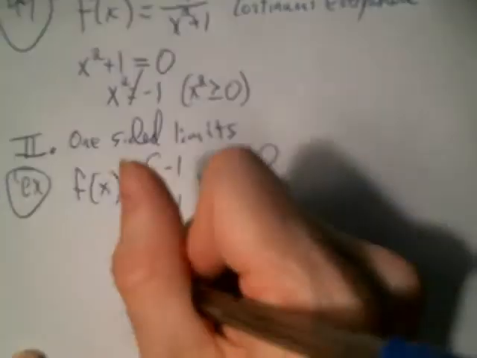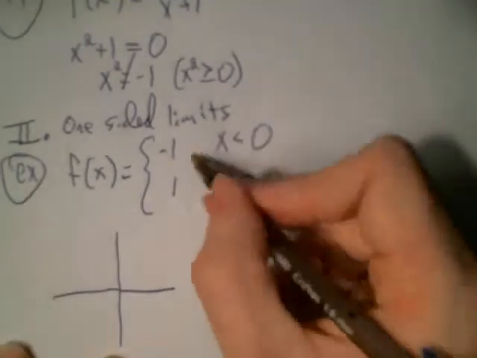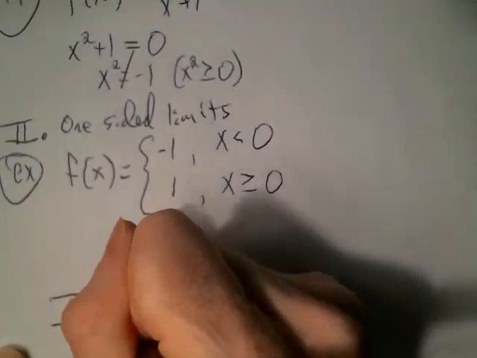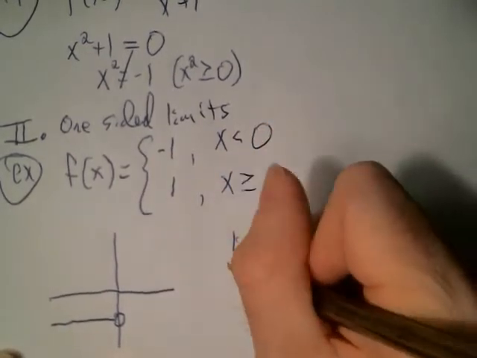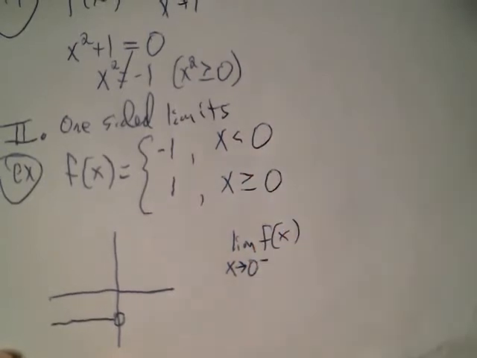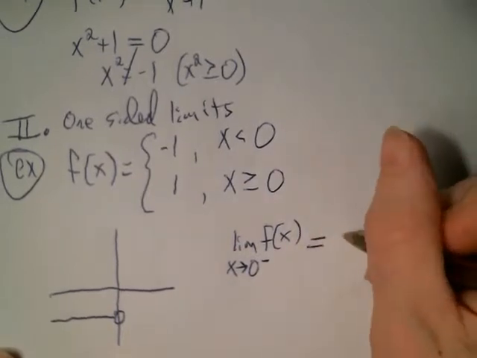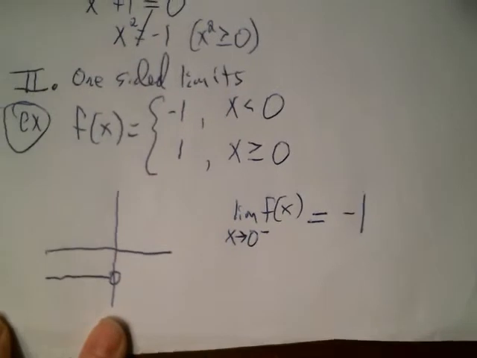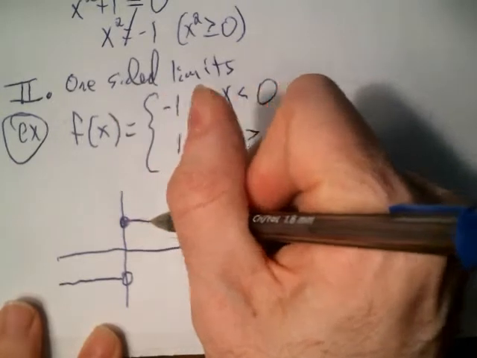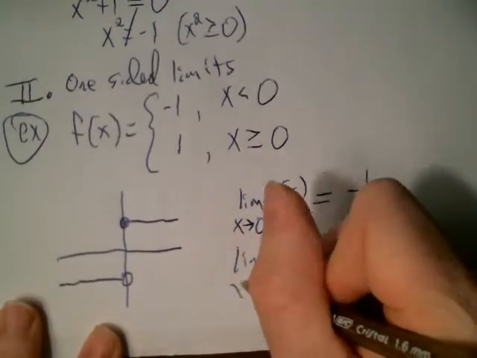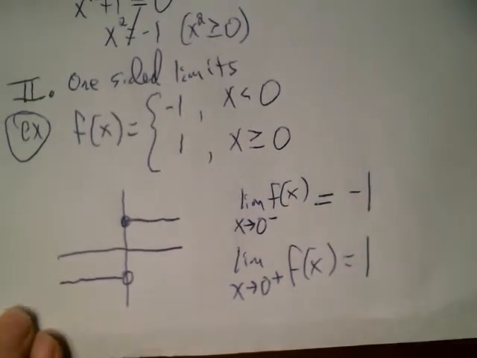So in one direction, if I come in from the negatives, the y value will always be -1. In other words, the limit of f of x as x comes from the negative direction, and that's how we symbolize the direction of approach, f of x will always be -1. Then from the other side, when x is greater than 0, the y value is always 1. So the limit as x approaches 0 from the right of f of x will always be +1.